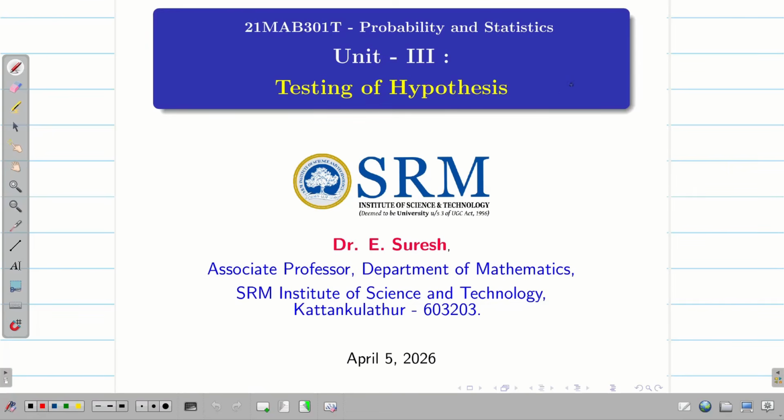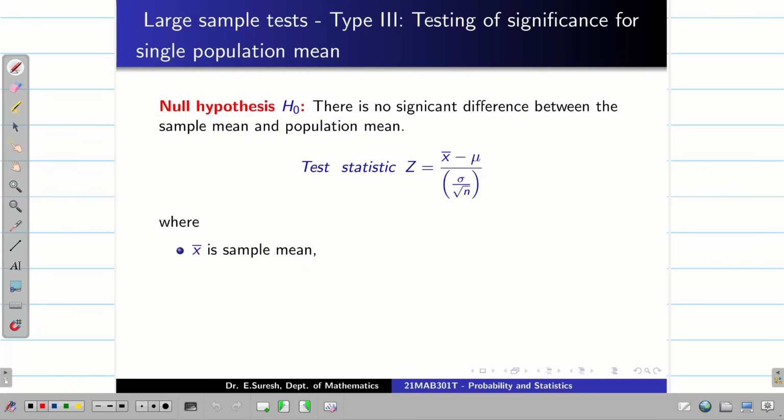Dear students, welcome to the problem solving session on testing of hypothesis. In this session, we are going to learn the testing of significance for single population mean.